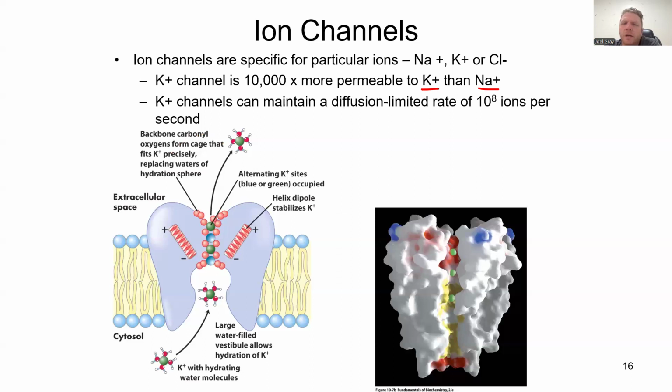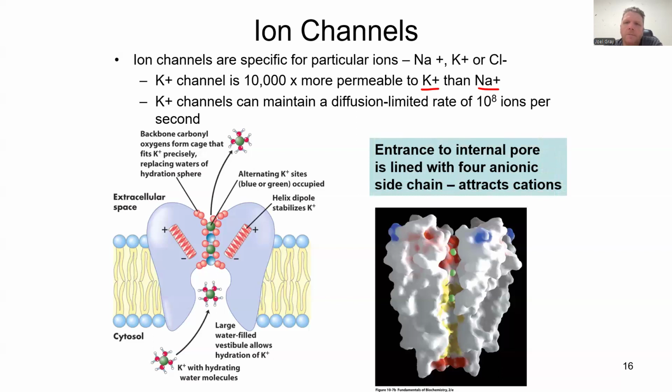Potassium ion channels can maintain a diffusion limited rate of 10 to the 8th ions per second. So they can move 10 to the 8th ions across the membrane per second. They're doing it very, very quickly. Now, the entrance to the internal pore is lined with 4 anionic side chains. These are going to attract cations, those positively charged cations like potassium and sodium.